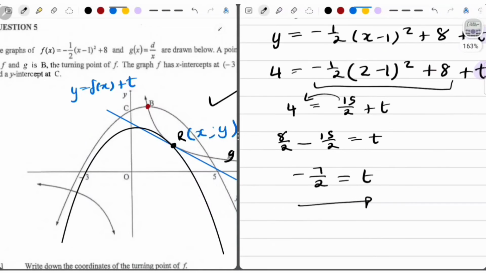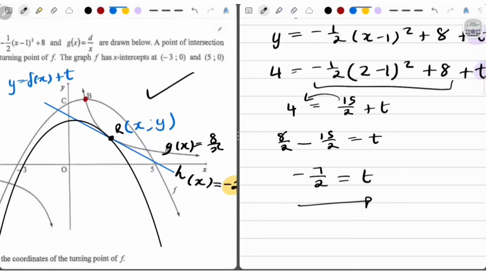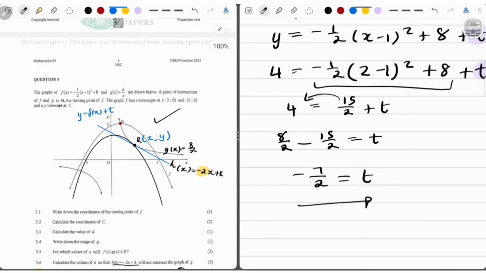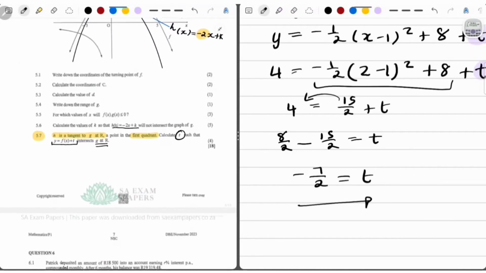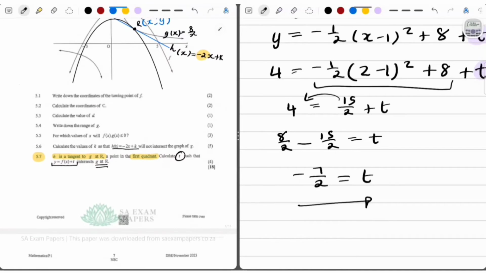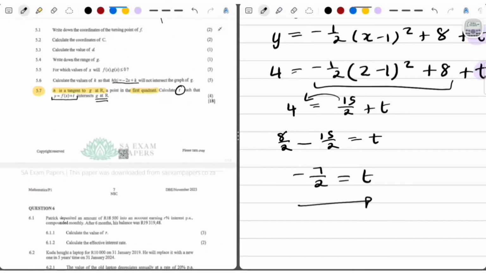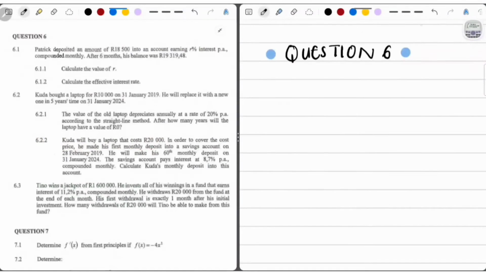t needs to be negative 7 over 2 for this new graph to pass through R, given that h is a tangent to g. Okay, so that is that. That's the last question. So that is the last question for question 5, and that is it for functions. And we finally move on to question 6, financial maths.